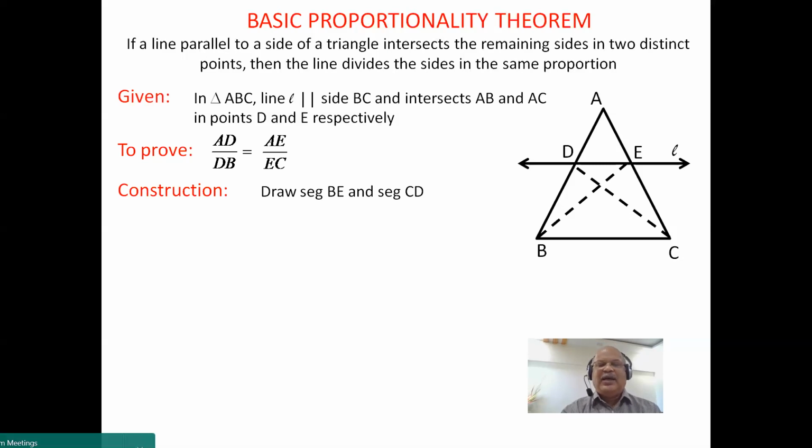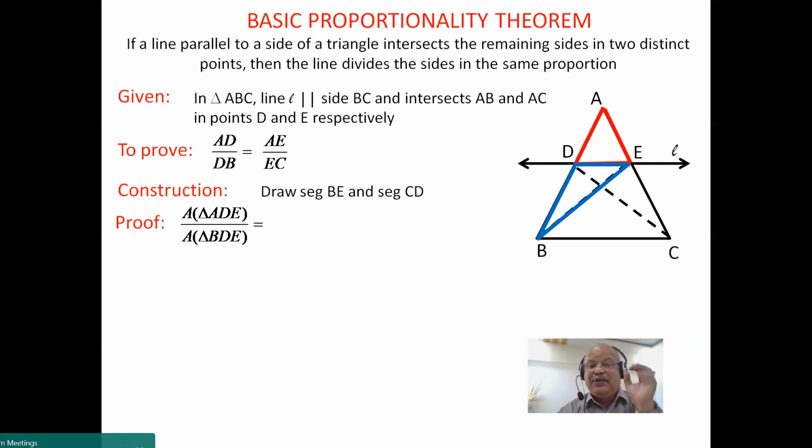Now, since I am supposed to prove that these two ratios are equal, let us first of all focus on the first ratio, that is AD upon DB. And to get AD upon DB, I am going to take up a ratio of the areas of two triangles. Let us see which two triangles. Keep your eyes on the figure. One is triangle ADE and the second one is triangle BDE.